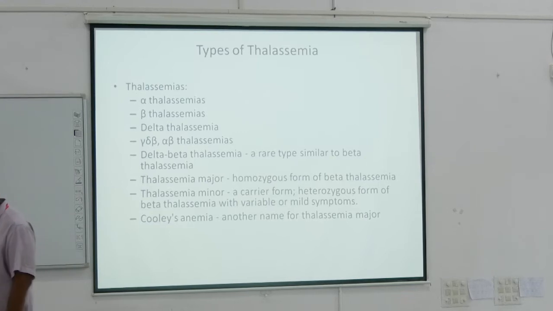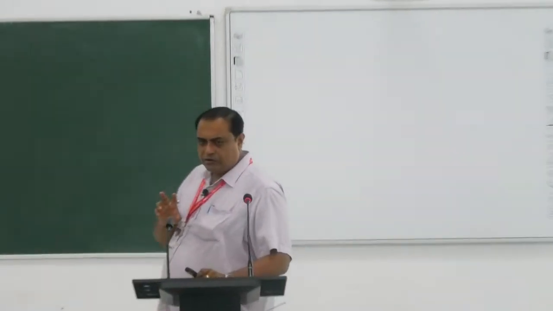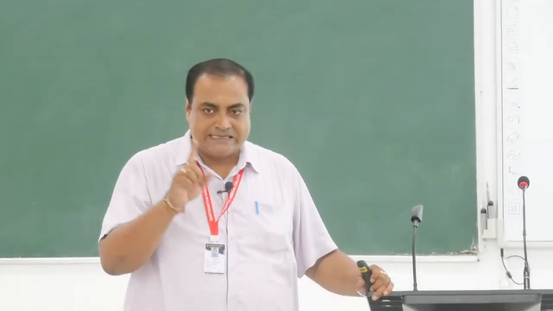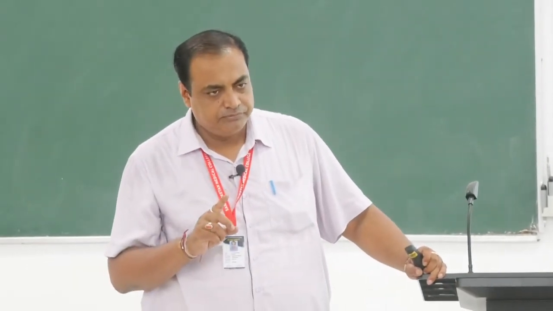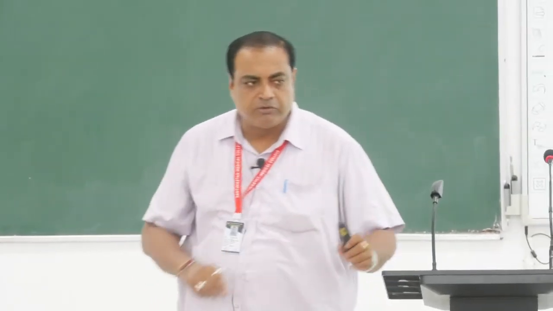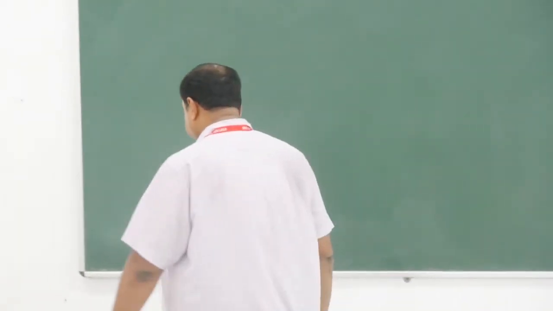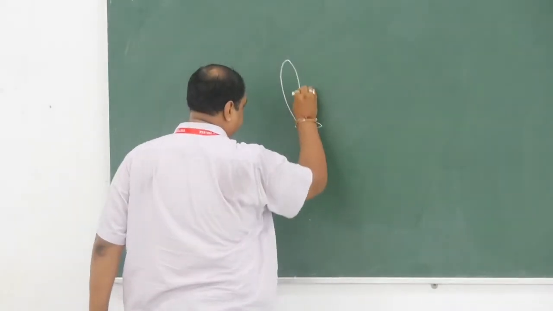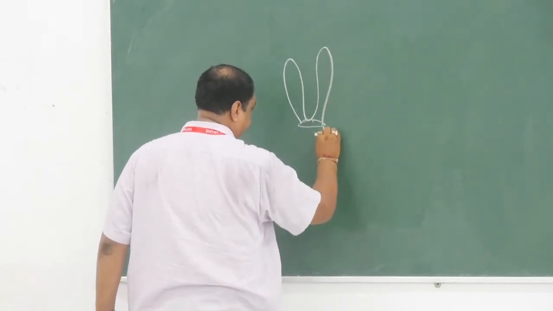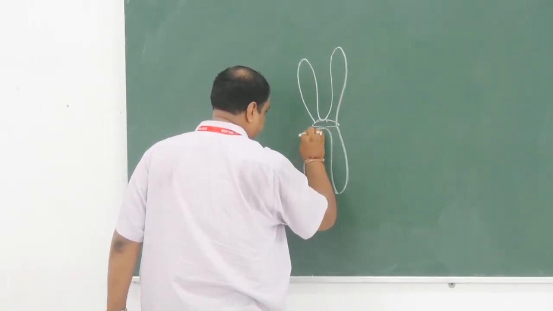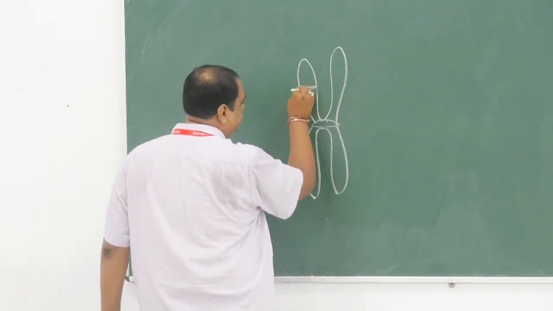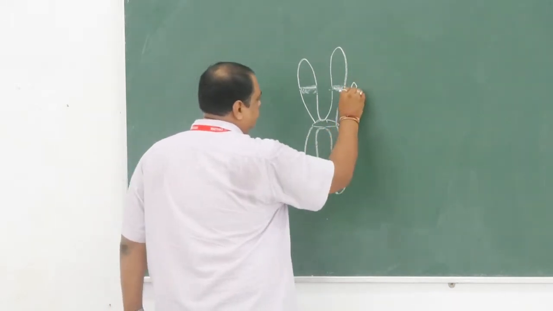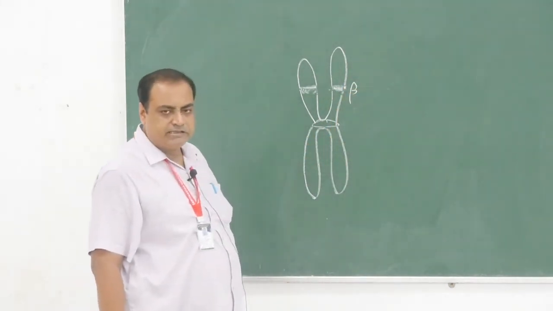We have two copies of every gene located on two sister chromatids. Suppose this is chromosome 11. We have the beta gene like this.